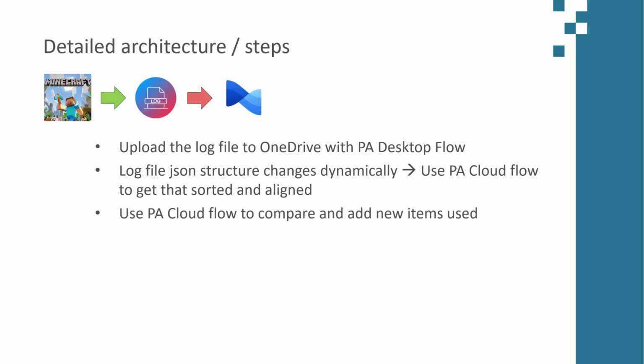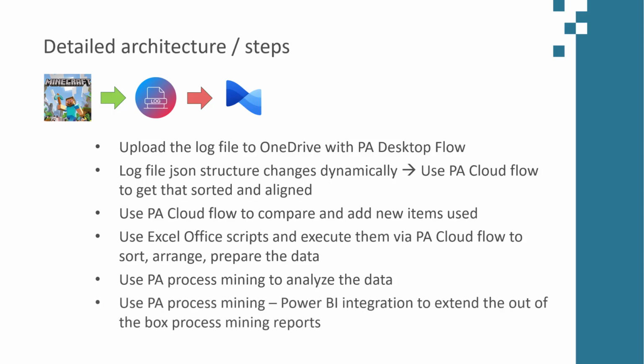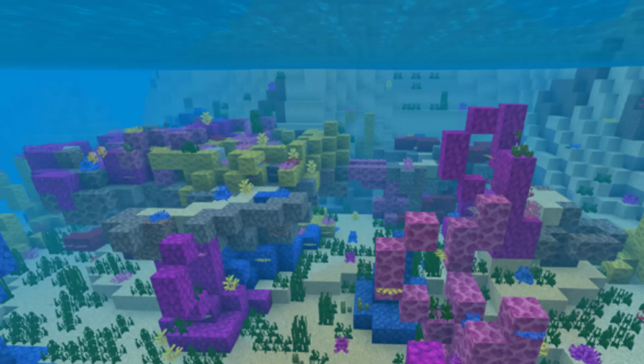Then I compared the existing elements with new elements and added them. So if a new brick was used, if a new item was used or dropped or something else, yeah. And then I used Excel Office scripts to execute, manipulate, prepare the data. Why? Because you can nicely use it with Power Automate Cloud Flows. Yeah? Of course, once that is done, you can use process mining on that. And don't forget, we have the Power BI integration that allows you to add additional things that you are interested in, but also to set alerts and do automations that you need to do.